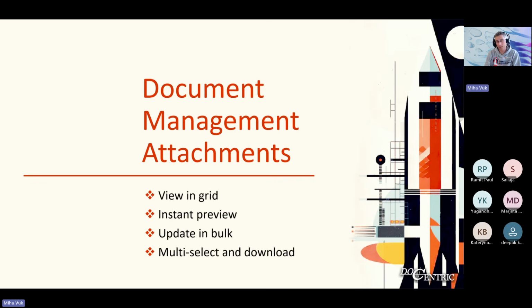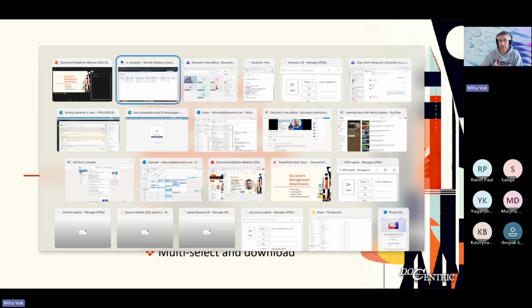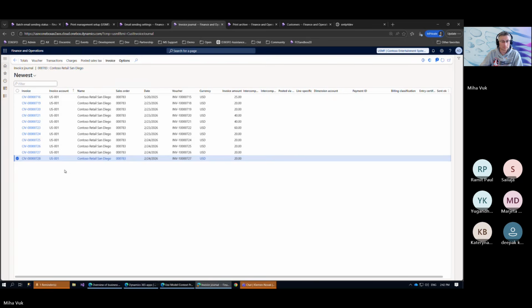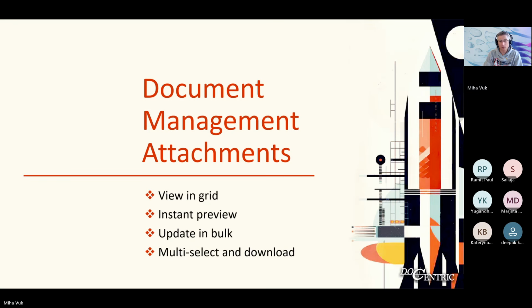Okay. Document management attachments are also standard functionality that we have improved. So we are talking about those standard attachments. With our improvements, we can view them in a grid. You can have instant preview. You can update them in bulk, and you can also multi-select and download them if needed.